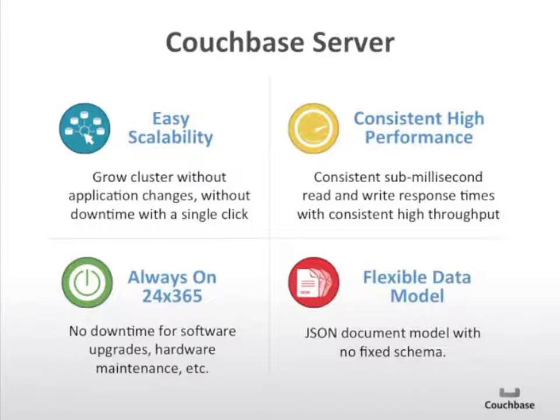Always on 24/365. What this means is all our maintenance operations are all online operations. Any rebalance operations, compaction operations are all online. So your application will never see a downtime. Flexible data model. We support JSON natively in Couchbase Server, and our Couchbase SDKs also support JSON natively. So now you get the schema flexibility. You can store JSON documents in Couchbase Server.